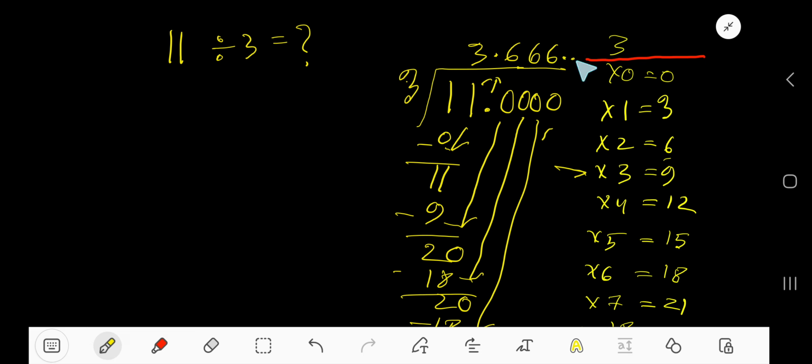Now place here 3 dot. 3.666 dot dot dot. You can place a bar over the 6 to mean that the 6 is repeating.